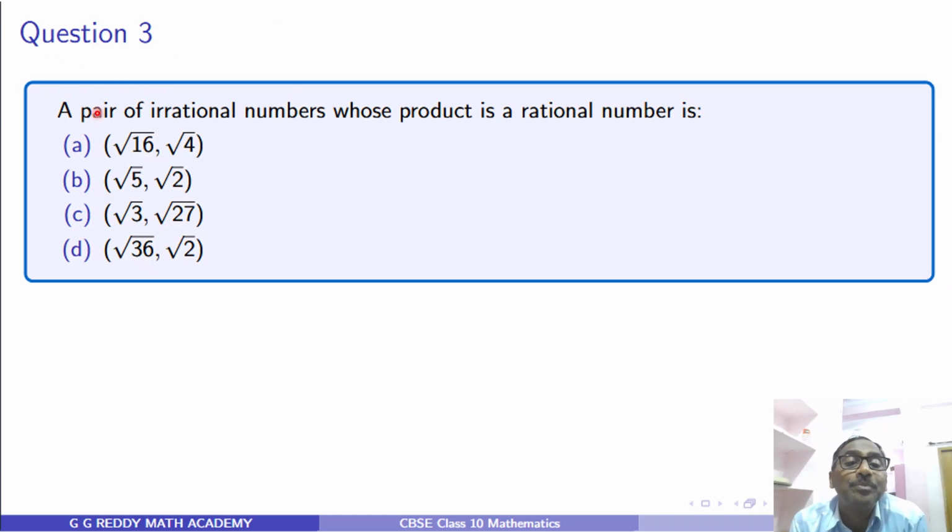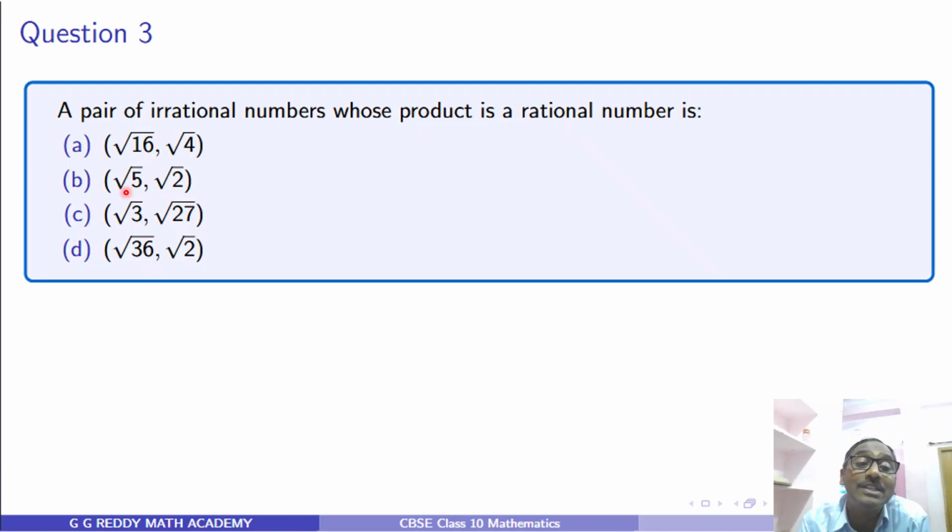Question number 3. A pair of irrational numbers whose product is a rational number. Check all the options. Multiple choice question. Choice A: root 16 into root 4. First you have to check a pair of irrational numbers whose product. Is root 16 an irrational number? Is root 4 an irrational number? You have to check it. If they are irrational numbers, then only you multiply to get a rational number.